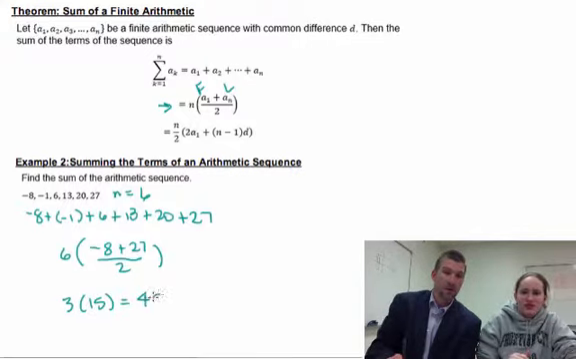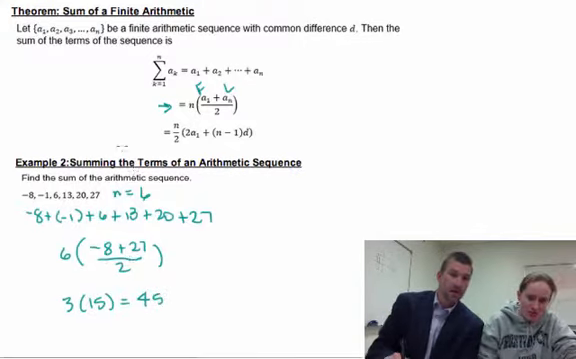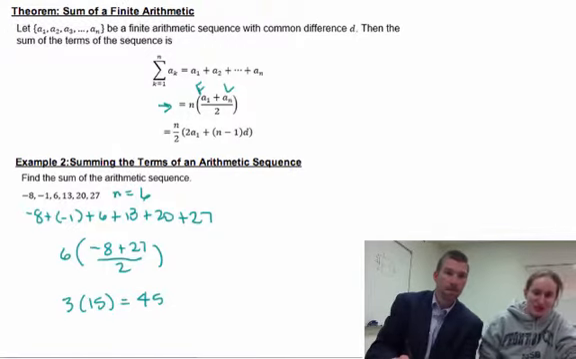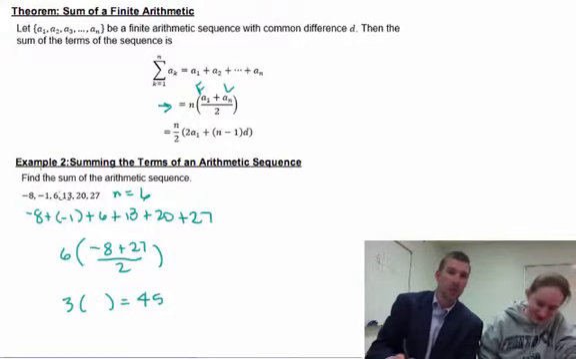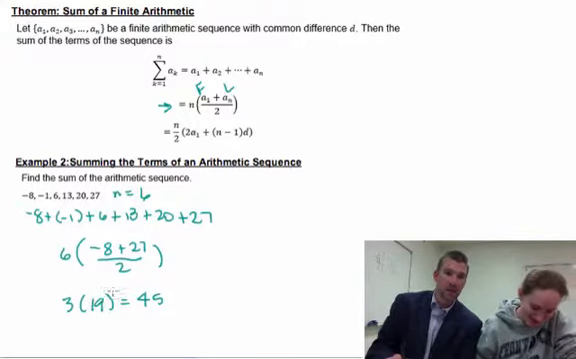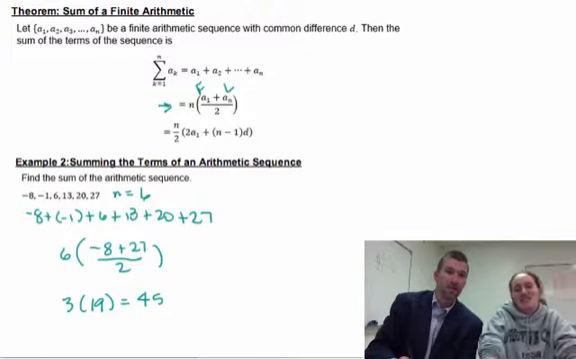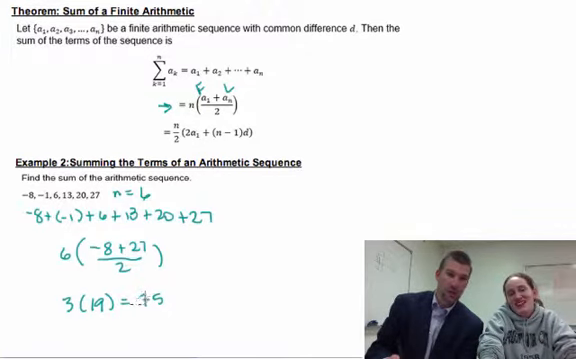I don't think that's 15. Is that 17? I'm thinking 19. What's -8 plus 27? Isn't that 19? Yes, 19. So 3 times 19 is 57, not 45. This is why you should do this kind of stuff. I mess it up all the time. 57. All right, there you go.